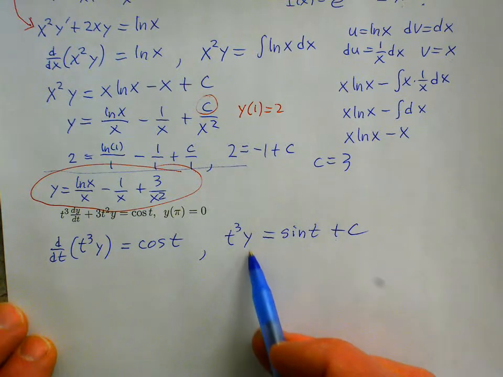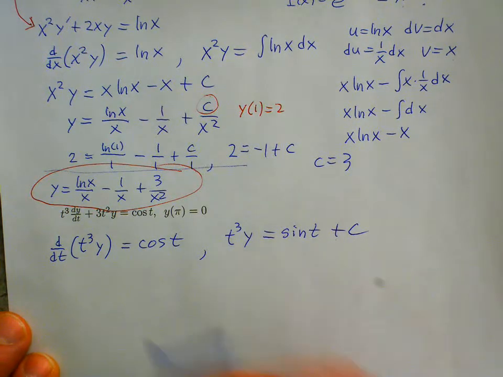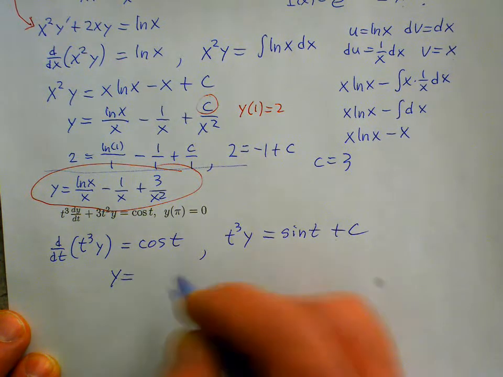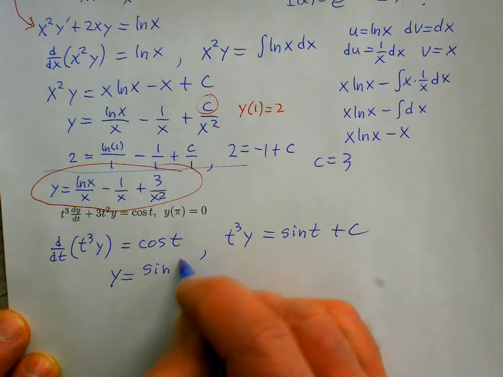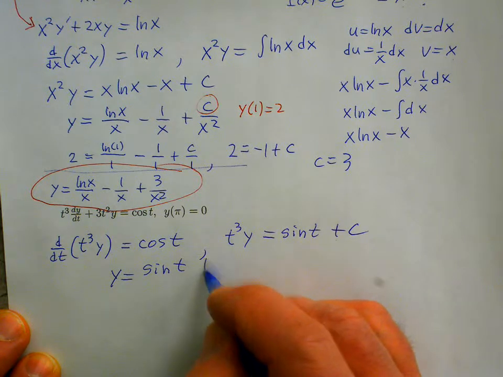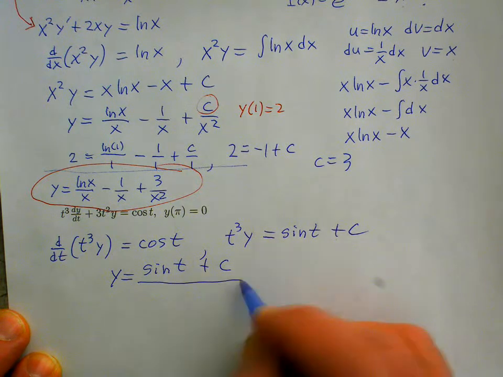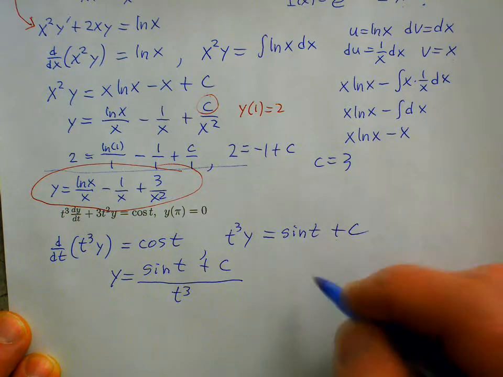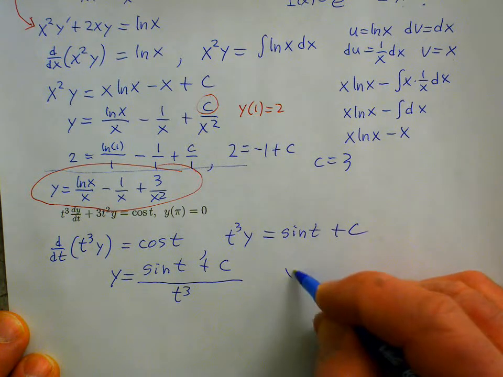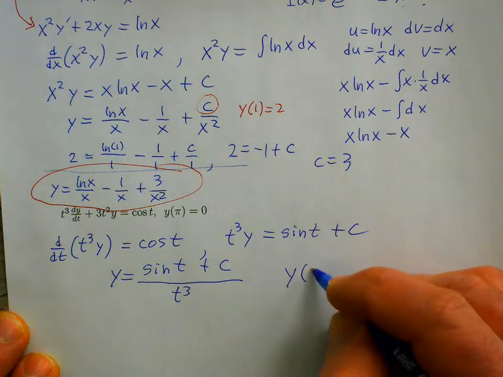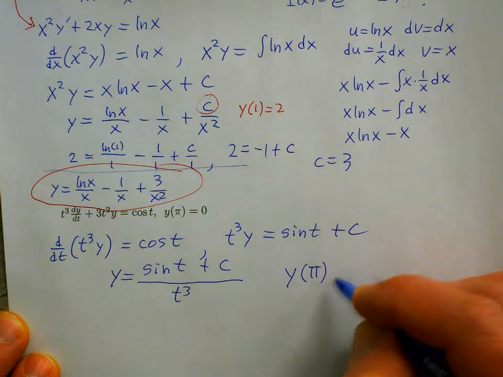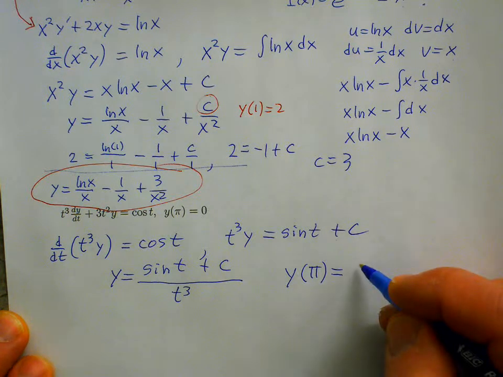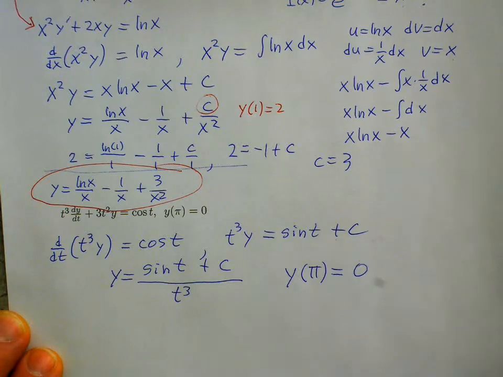And now we can divide both sides by t to the third. So we get y equals sine of t plus c, all divided by t to the third. And then the initial condition, when t is pi, the y value is 0.